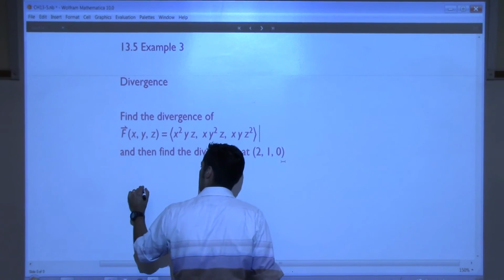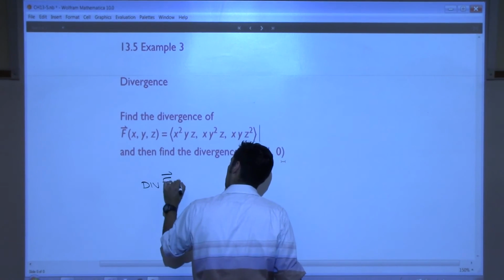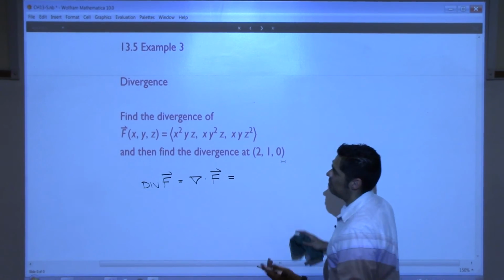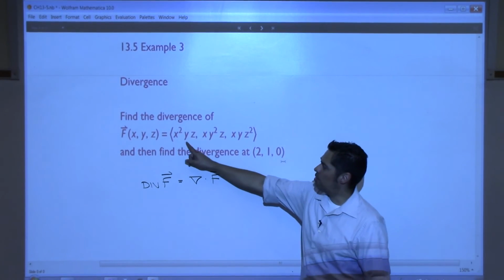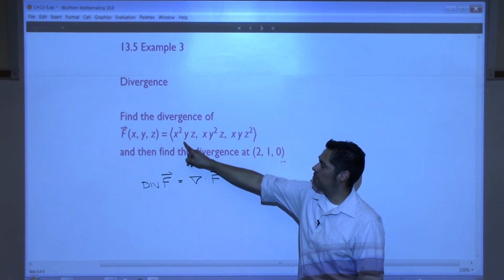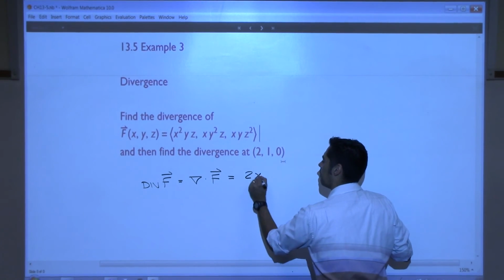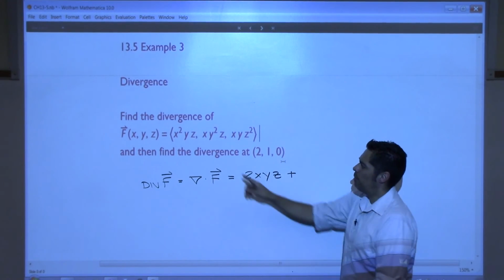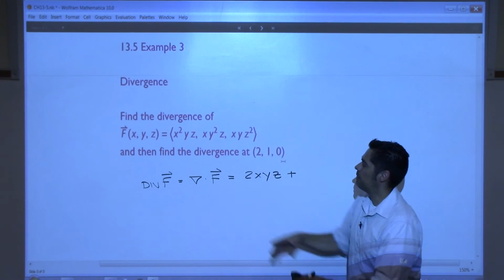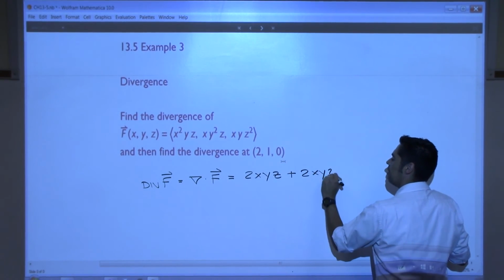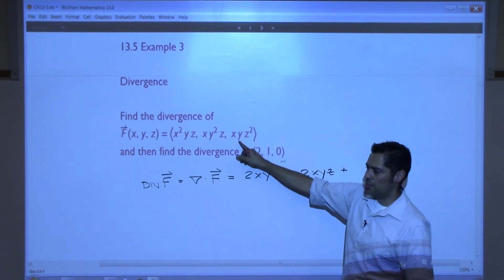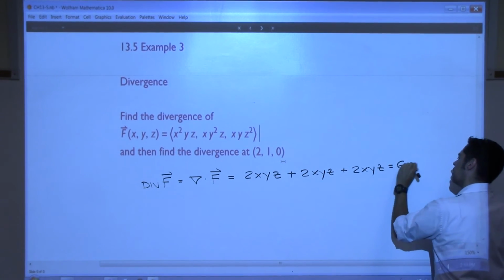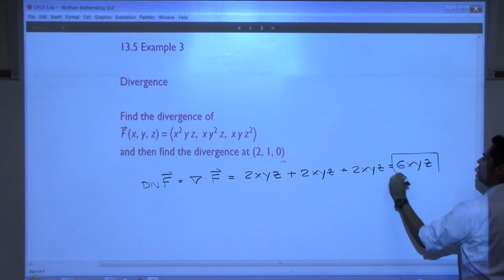Let's do div. Div f is del dot f, which is, I'm just going to do this without writing the formula, the partial of this with respect to x, 2xyz, plus the partial of this with respect to y, 2xyz, plus the partial of this with respect to z, 2xyz, which is 6xyz. That's your div.